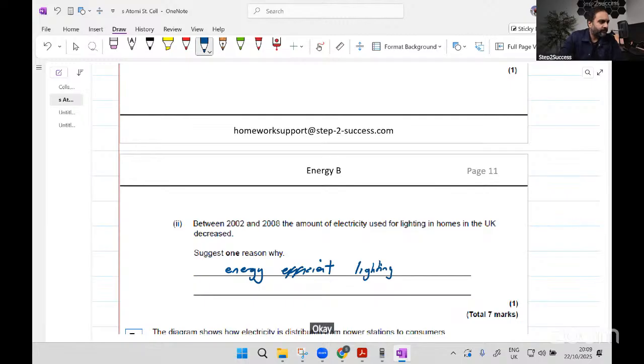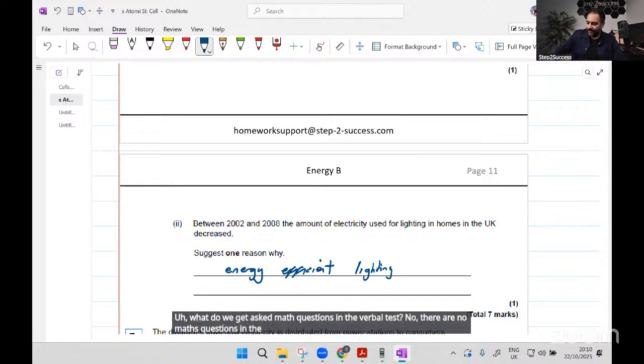Okay. Sorry, I'm just getting through any of the year terms. Would we get asked maths questions in the verbal test? No, there are no maths questions in the verbal test. The verbal test is purely biology, chemistry, and physics.